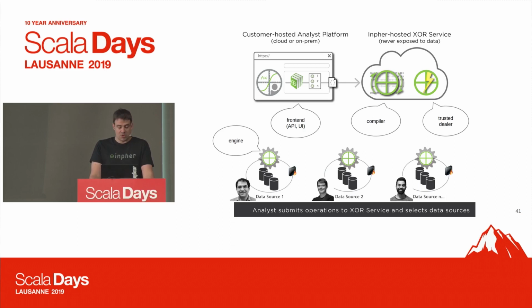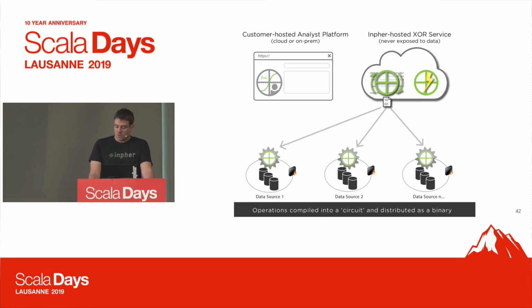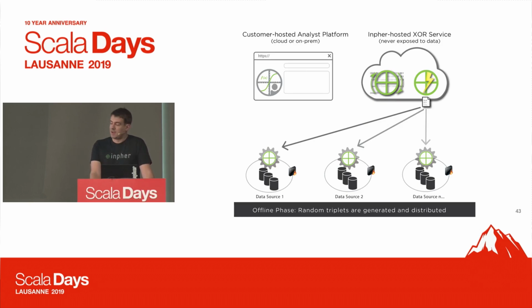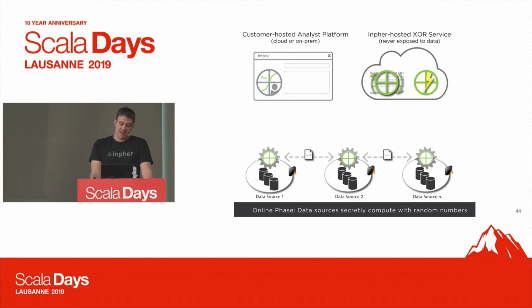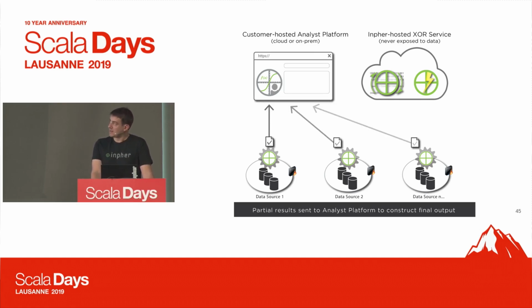So what would it look like if we want to run a computation? Well, an analyst through a front end would submit a computation to the compiler. The compiler compiles the program and distributes it amongst all players. Then the trusted dealer generates random numbers and sends them to the players. The trusted dealer knows what random numbers to generate thanks to the cooperation between the compiler and some engine components. And then the computation actually starts amongst the engines. There's a communication, an exchange of data. And finally, the end result gets sent back to the one who submitted the operation.